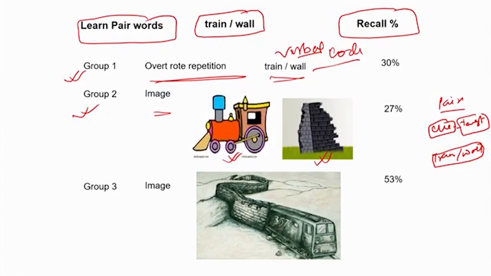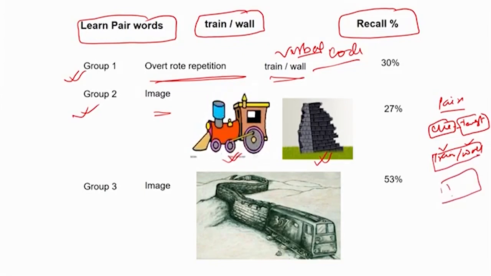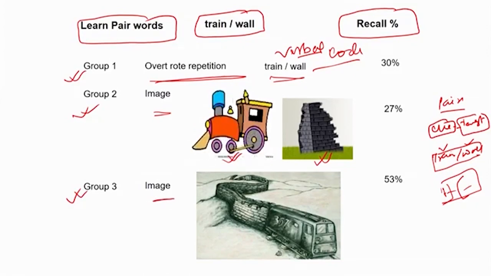Similarly, in this case, in the first group, people were made to learn the verbal code for train and wall. In the second group, people were shown a train and a wall which are not interacting with each other, and they were asked to remember the whole list in this way. A third group was there where an interacting image was made. So in this case, a train and a wall infused together. So now I see a train coming out of the wall. This looks like the Great Wall of China with a train forming with this. And so this is the interacting image.